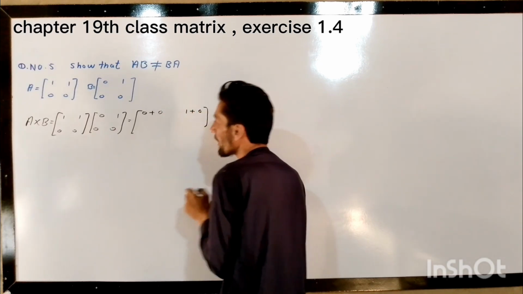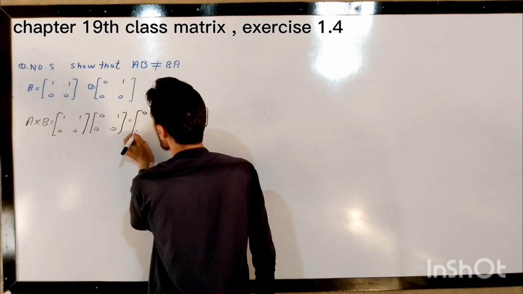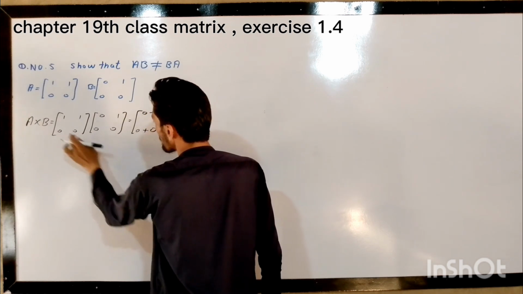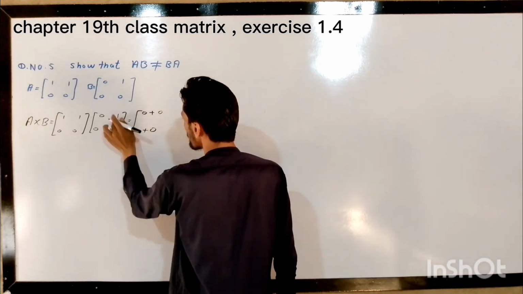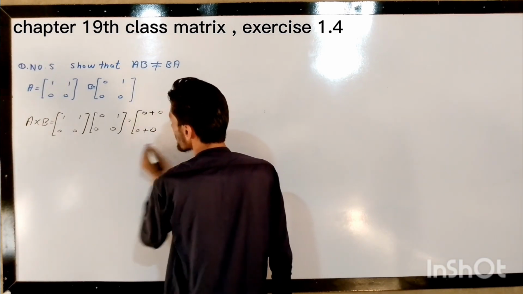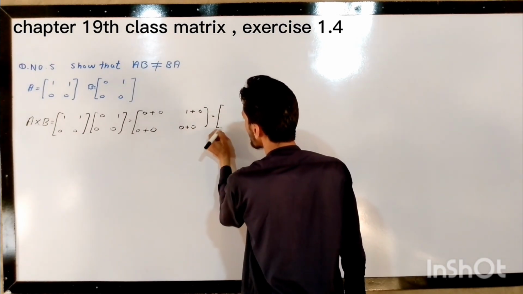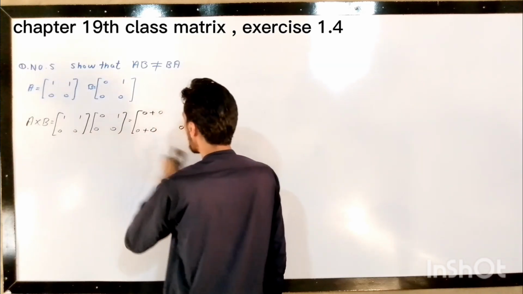First condition is applied. Now the second. 0 multiplied with 0 will be equal to 0. 0 multiplied with 0 will be equal to 0. Now 0 multiplied with 1 equal to 0 plus 0 multiplied with 0 is equal to 0. Let's check the result of A cross B.